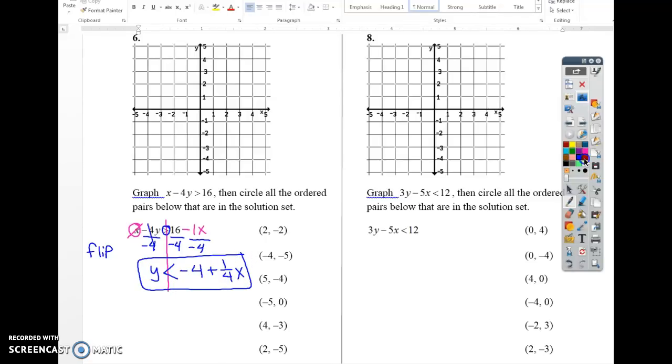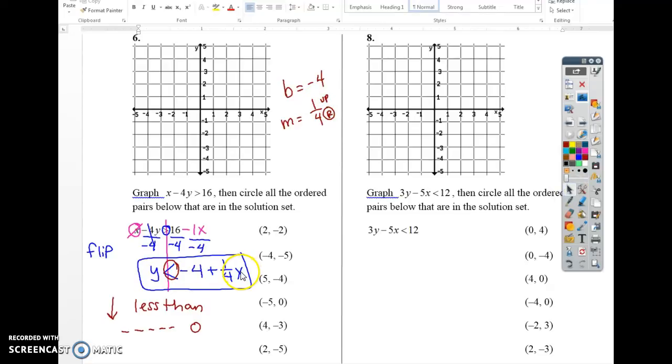Okay, so what do we know about the inequality symbol? This one. It's less than. That means you are shading down. It's dashed and open circles because there is no line underneath it. Okay? So where are we starting? We're starting at -4 because that's my y-intercept. And we're going to go up 1 to the right 4 because that's my slope.